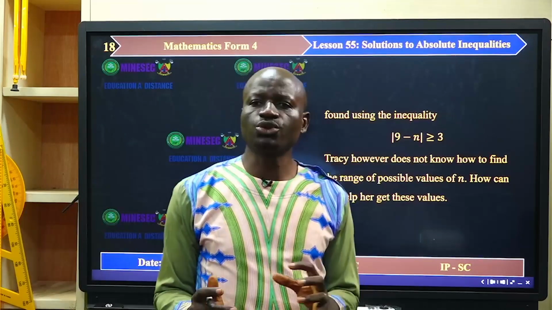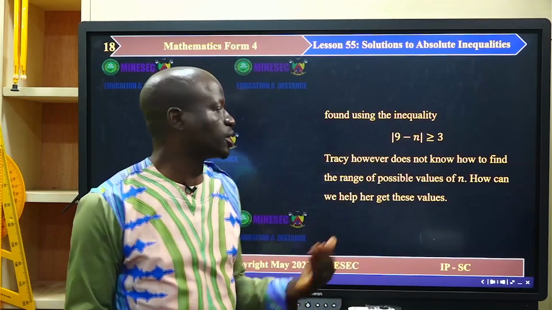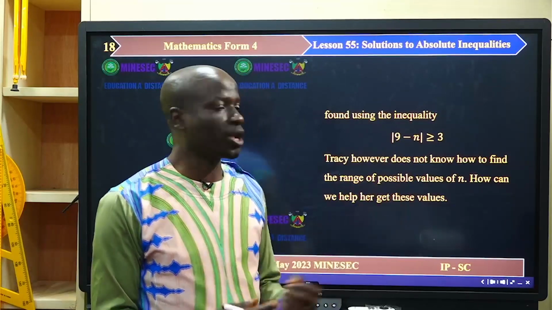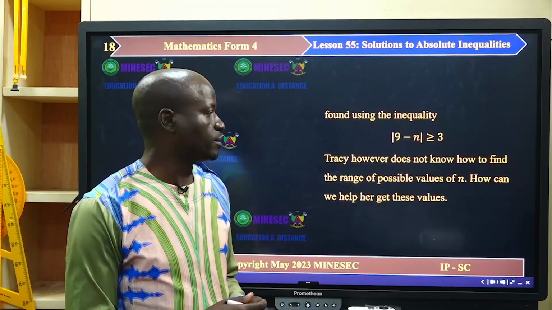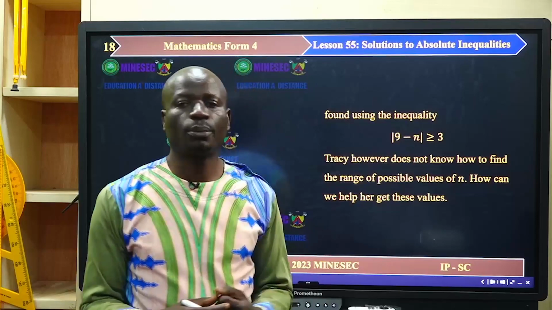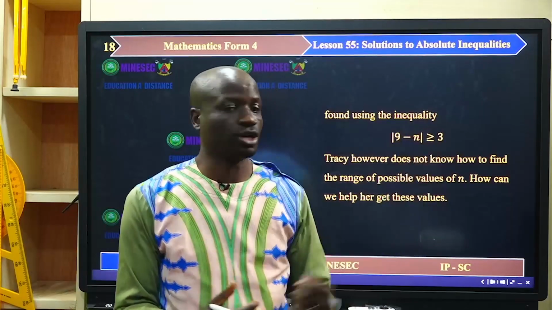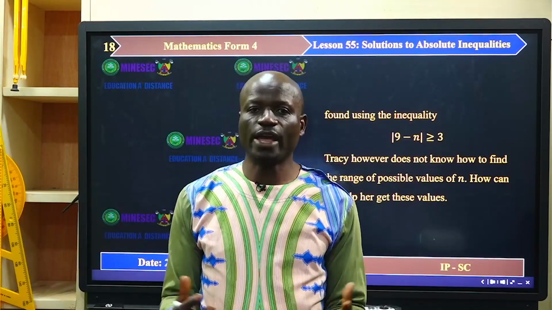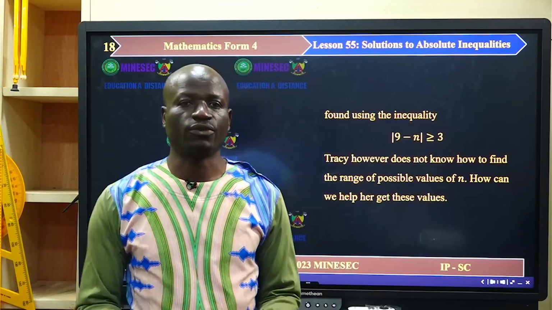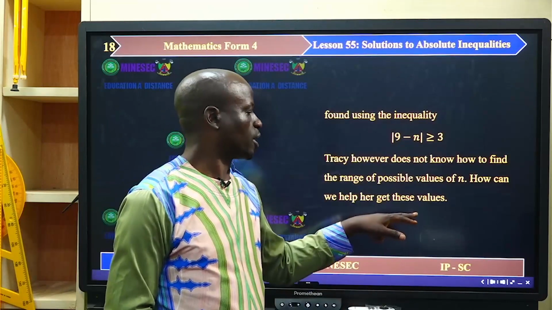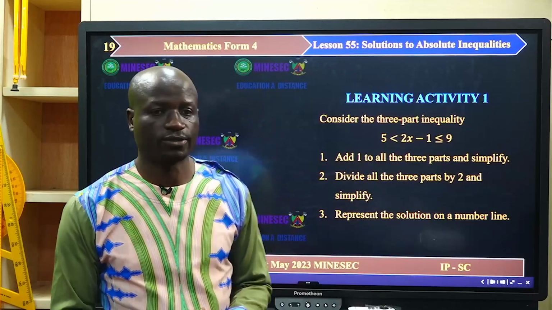However, Tracy does not know how to get the possible range of values of n. So how can we help Tracy solve such an inequality? You will reflect on it and we will revisit the problem towards the end of the lesson and see how we can solve that.